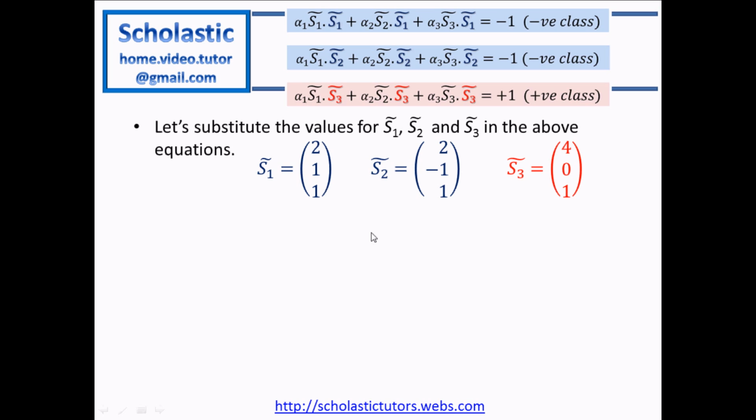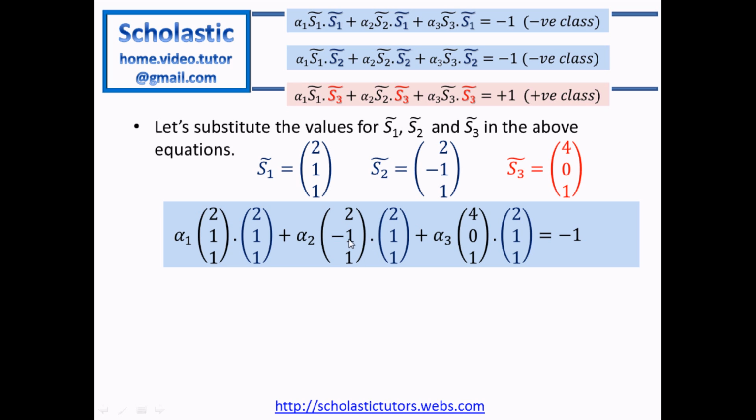It can be 4, 5. Let's see how we select more vectors later, and substitute them in this equation. Support vector S1 tilde (2, 1, 1): S1 tilde times S1 tilde, plus alpha 2 times S2 tilde (2, -1, 1) times S1 tilde, plus alpha 3 times S3 tilde times S1 tilde equals -1, because this came from the negative class.